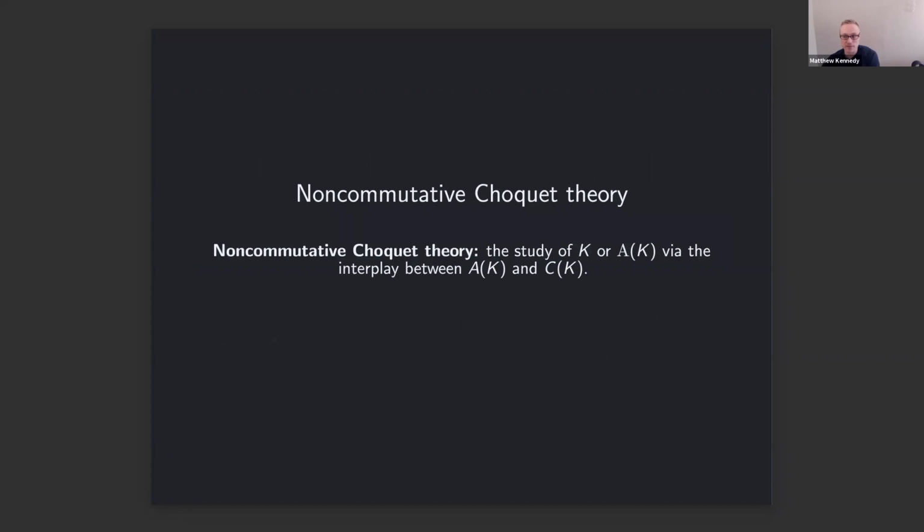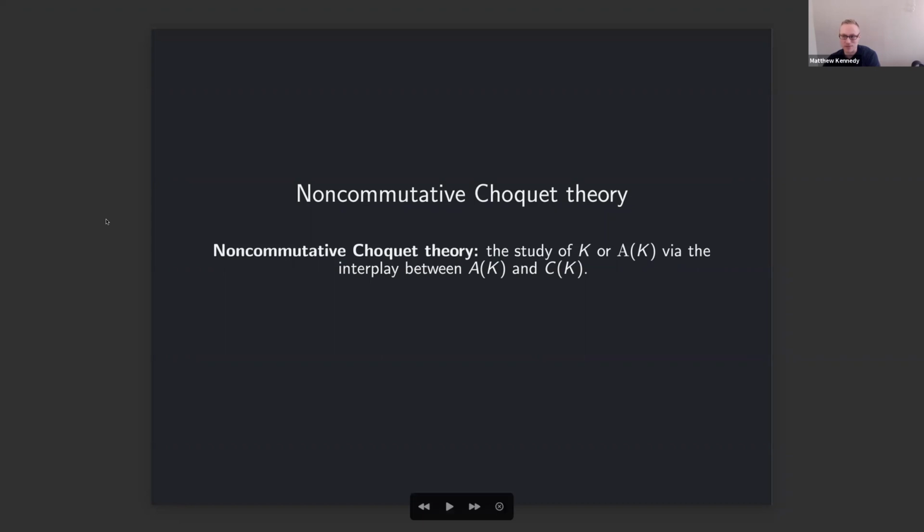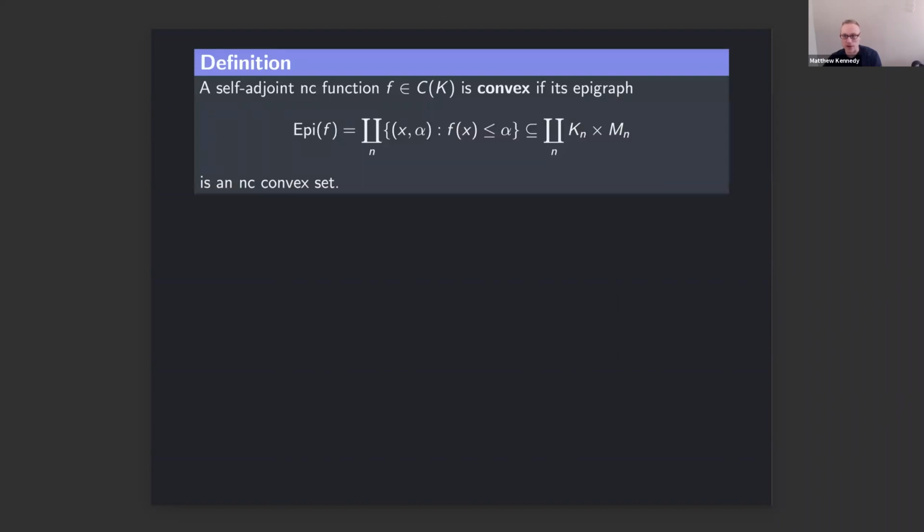So in the non-commutative setting, it turns out that there's a nice analog of classical Choquet theory. I think it's surprising how much of the classical theory actually generalizes to the non-commutative setting. Very quickly, there's a natural notion of a convex function. You look at the graph of the function, and just like in the classical setting, a function is convex if and only if its epigraph is convex in the non-commutative sense.